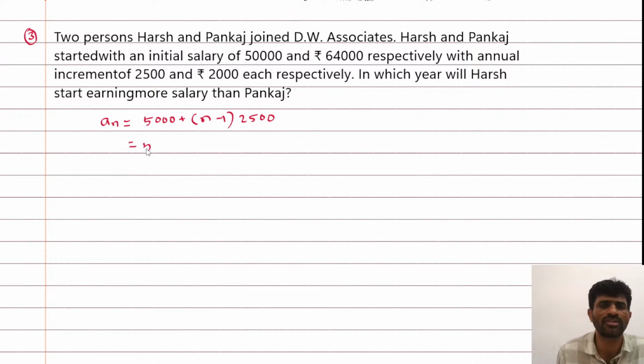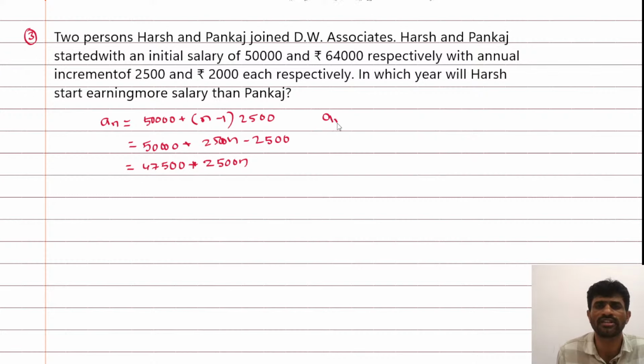So this is 50,000. I wrote here 5,000, it is 50,000. 50,000 plus 2,500 n minus 2,500. So 50,000 minus 2,500 is 47,500, plus 2,500 n. This is an in the first case.